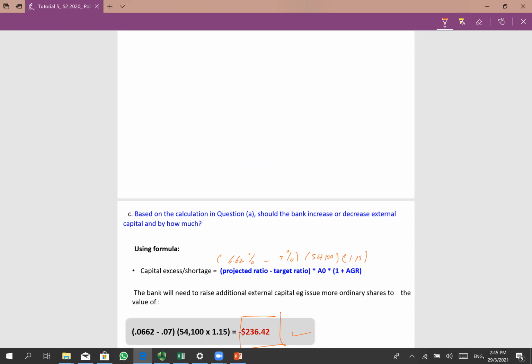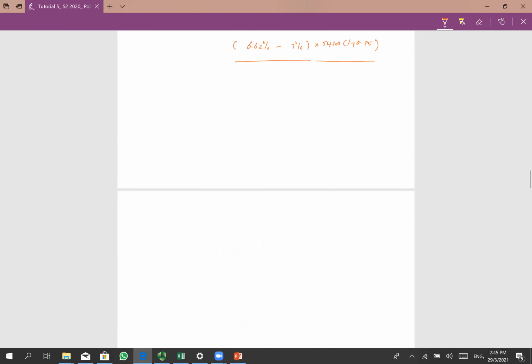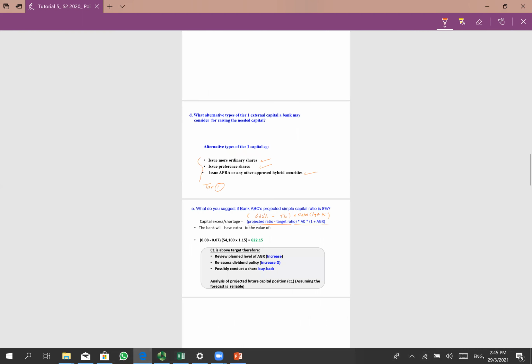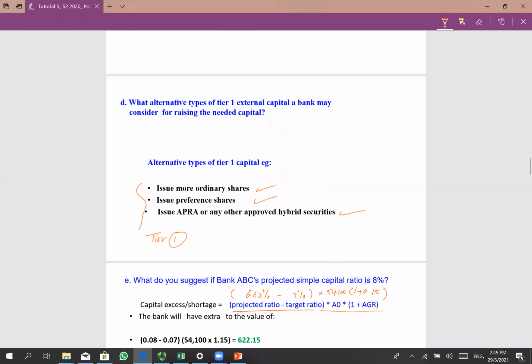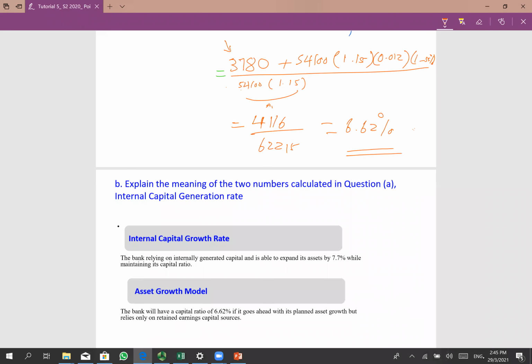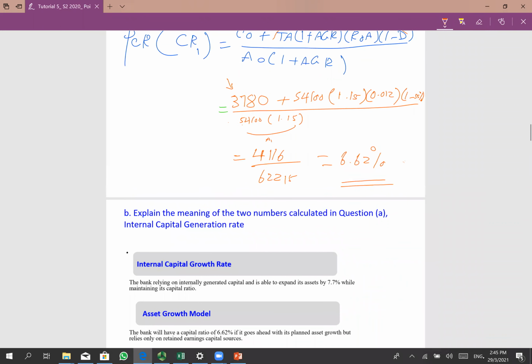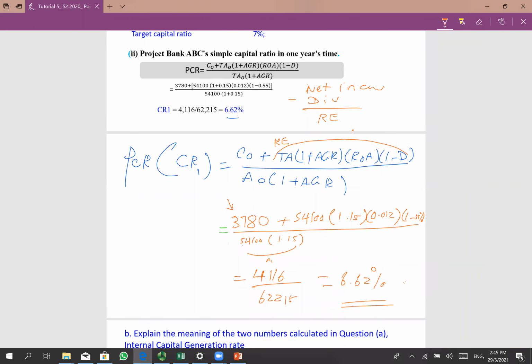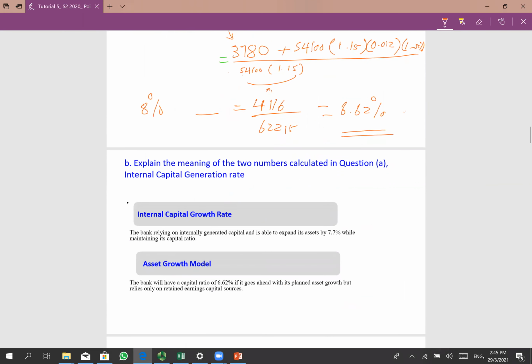Now, this is one case. The case number two: Ryan, what if this is not 6.62? What if this is 8%? Am I overcapitalized, undercapitalized, or actually the same? Over, sir. Yeah, which means now, what should I do? I should get rid of some of this capital.